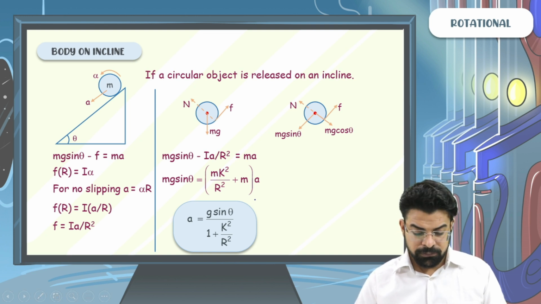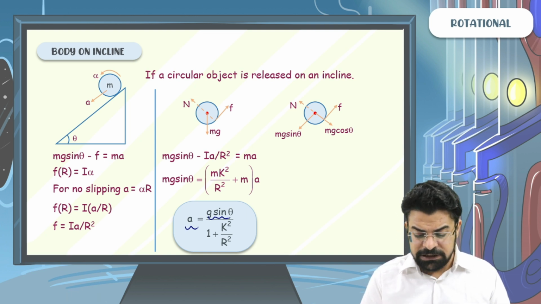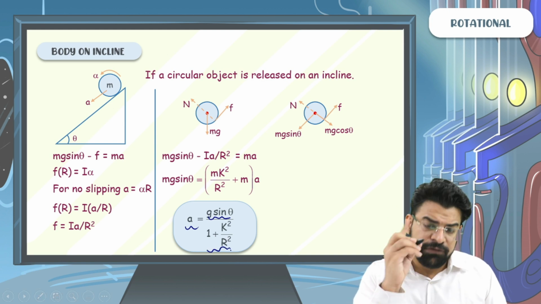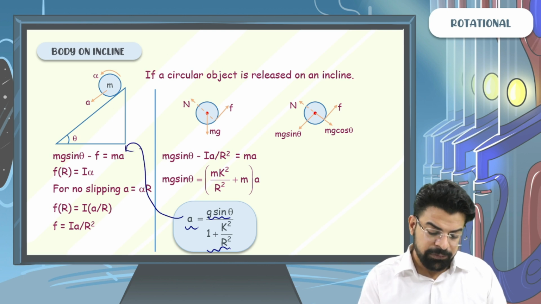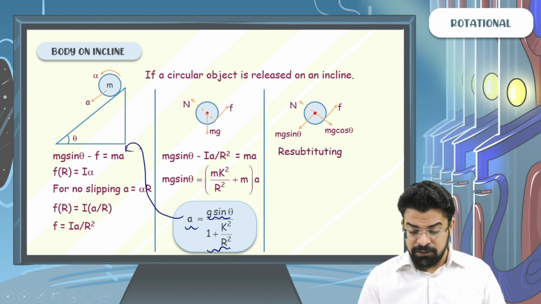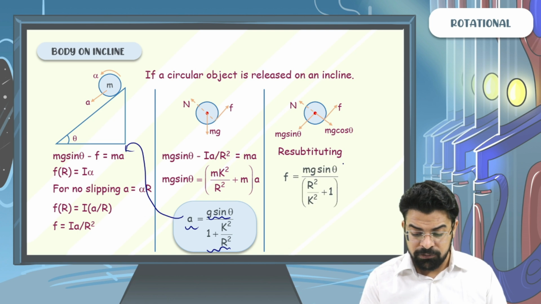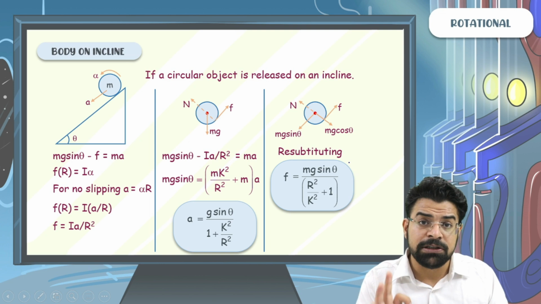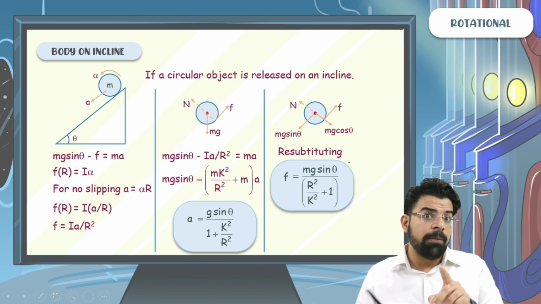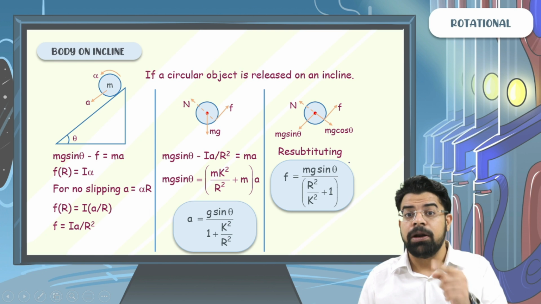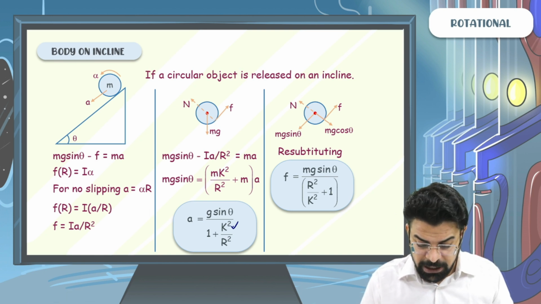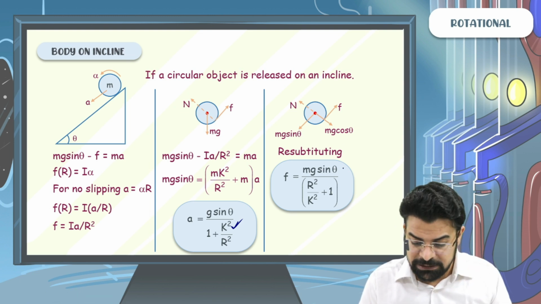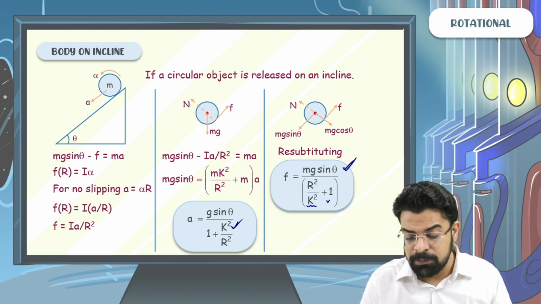Moving on. Once you know that acceleration is g sin theta upon 1 plus k square by R square, substituting the value of this acceleration in the parent equation and solving, you will get that the friction force comes out to be mg sin theta upon R square by k square plus 1. You need to remember this. So in acceleration, you get k square by R square. In friction force, you get mg sin theta upon R square by k square plus 1.